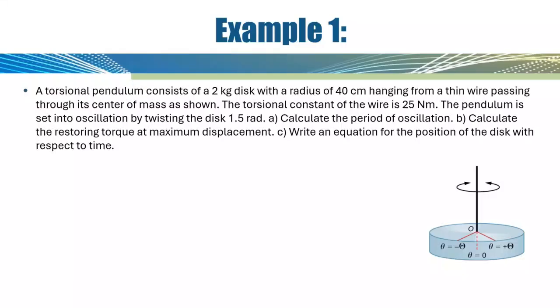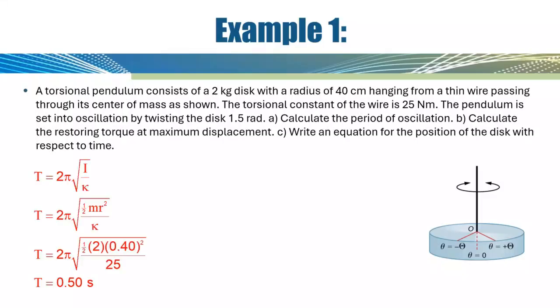A torsional pendulum consists of a 2-kilogram disc with a radius of 40 centimeters hanging from a thin wire passing through its center of mass as shown. The torsional constant of the wire is 25 Newton meters. The pendulum is set into oscillation by twisting the disc 1.5 radians. Letter A, calculate the period of oscillation.